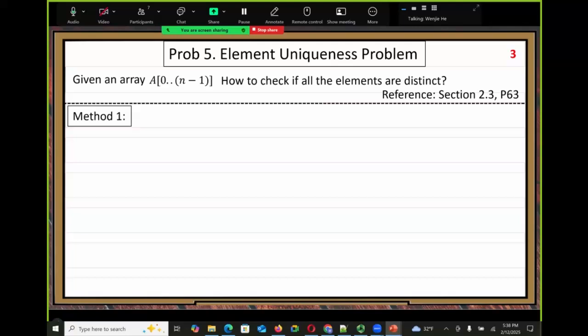In the problem description, we are given an arbitrary array. Because we do not mention ordered or unordered, that means it's unordered. If we do not say ordered or unordered, that means unordered. It could be ordered, but that's a special input. Sometimes I ask you when the input is ordered, so it could be ordered, but we treat that ordered case as a special input.